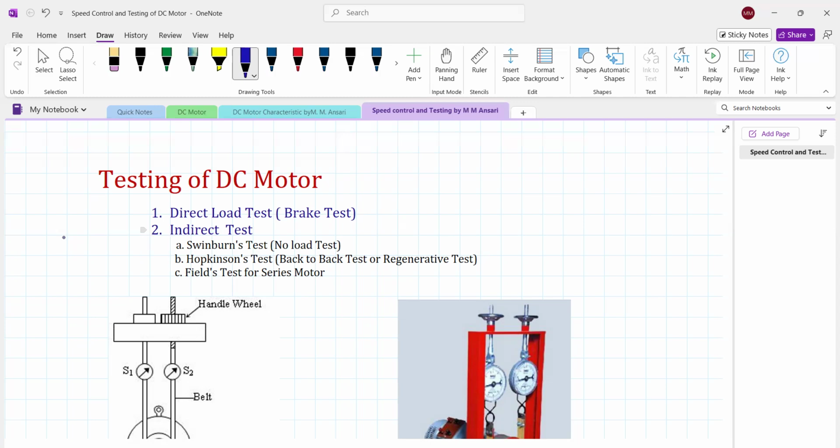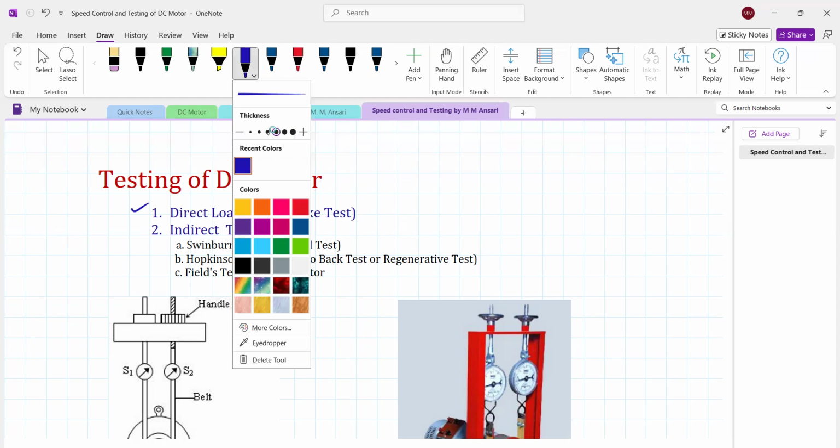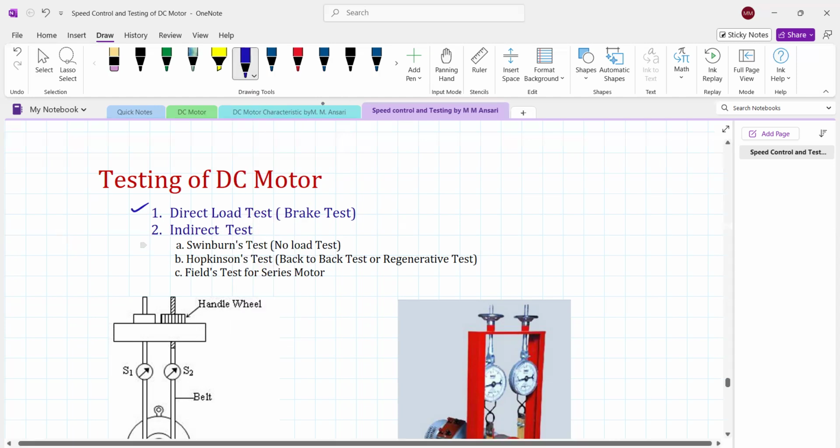So first we will discuss the direct load test. In the direct load test, the motor is directly loaded. Therefore, the load on the motor is at actual, and therefore the result found from the direct load test is more accurate as compared to the other method.